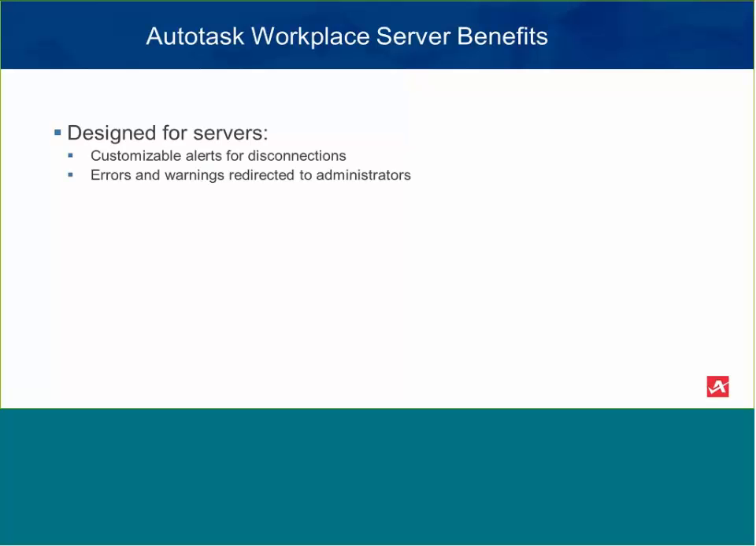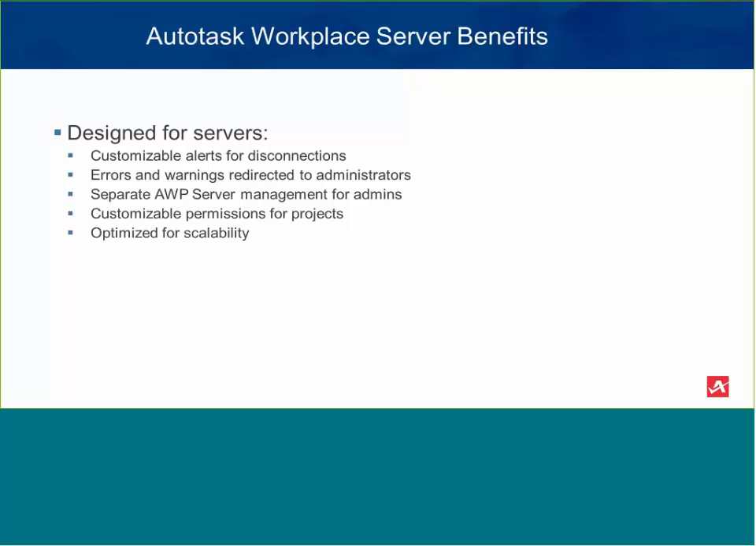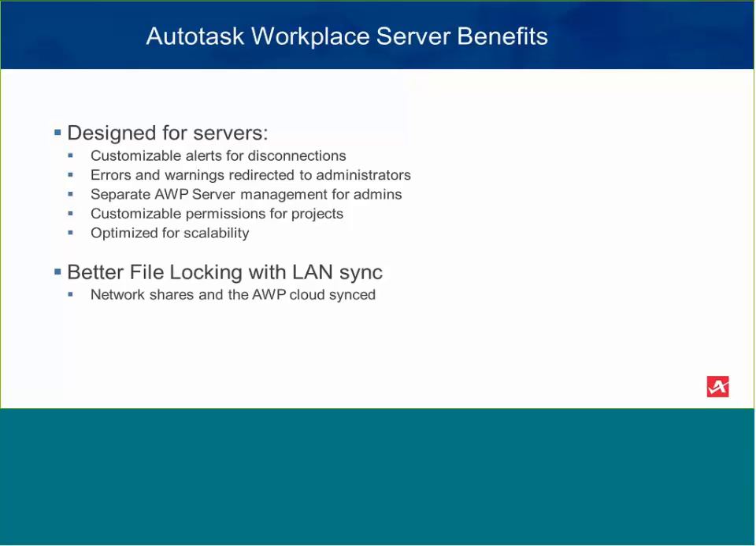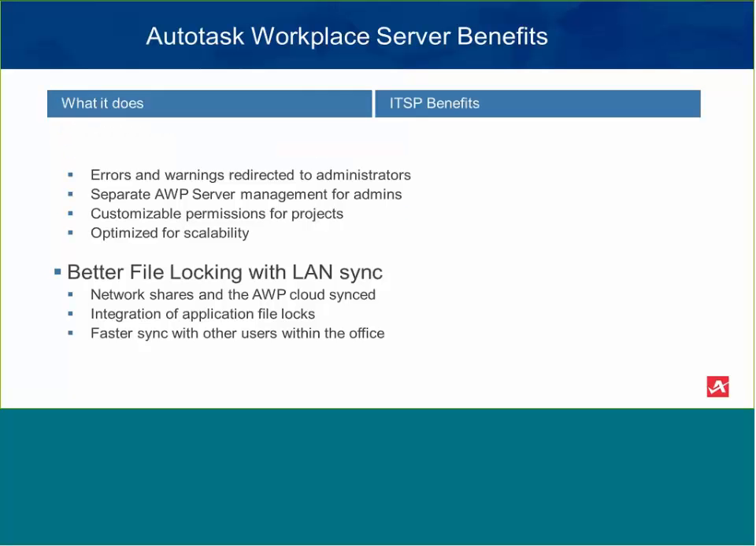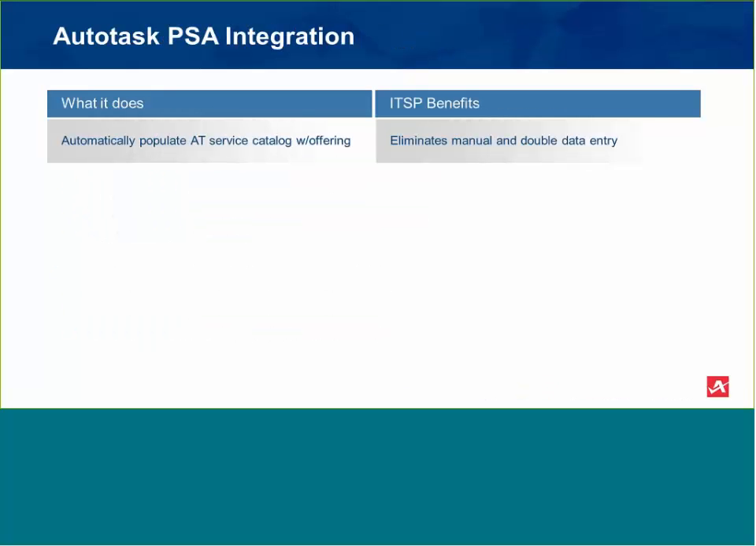So again, designed for server, customized alerts for disconnections, errors and warnings redirected to administrators, and a separate AWP server management for admins with customizable permissions for projects. And of course, optimized for scalability. And then you've got better file locking with LAN sync, where network shares in the AWP cloud are going to be synced with file edits and new files that are added into projects or folders, the integration of application file locks across the different environments, and the faster sync with other users within the office. So a nice little summary of the benefits of Workplace Server.